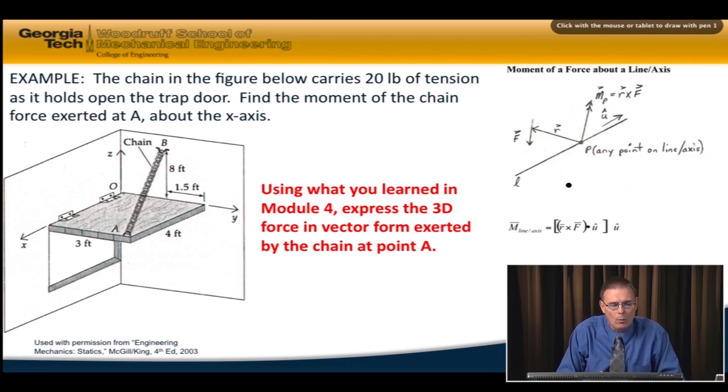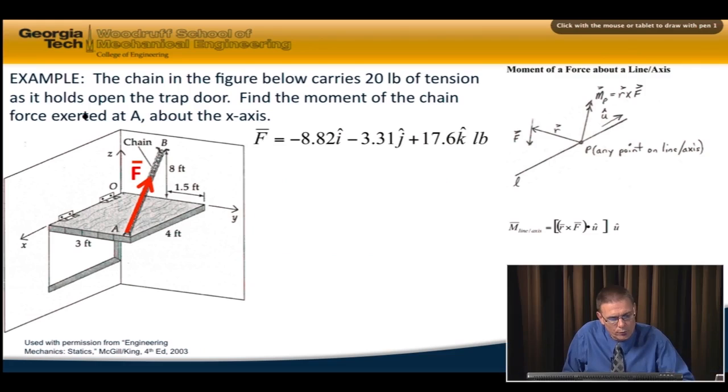So first of all, we're going to need the force in vector form. So using what you learned in Module 4, I want you to express the 3D force in the vector form exerted by the chain at point A. And once you've done that, I want you to go ahead and come on back.